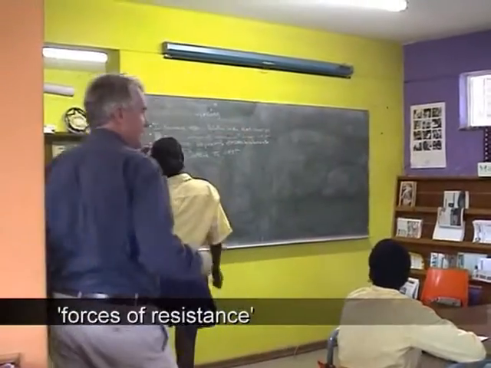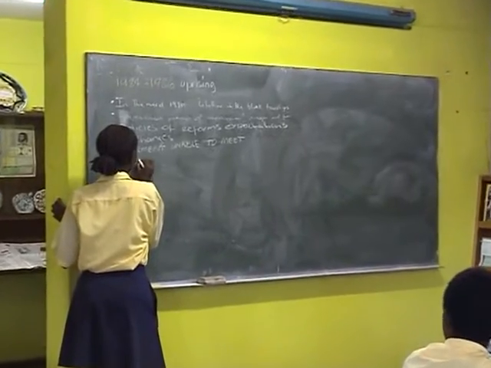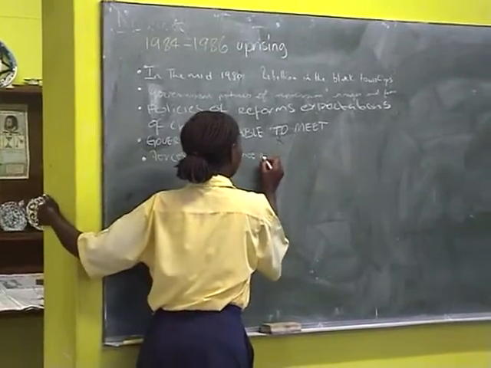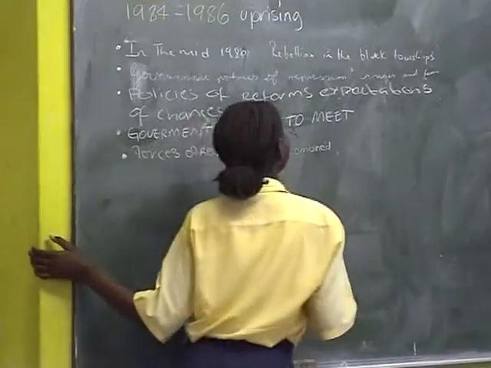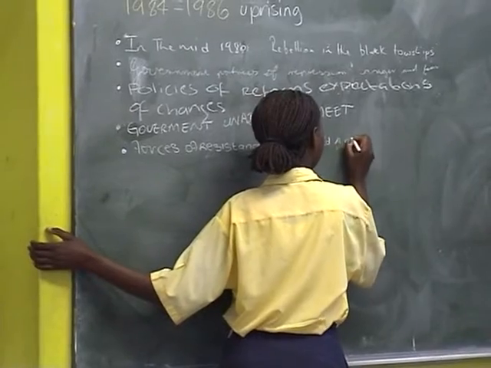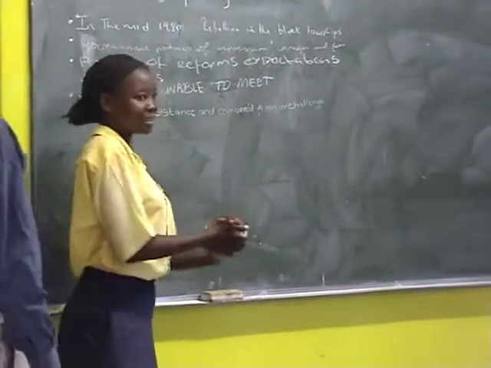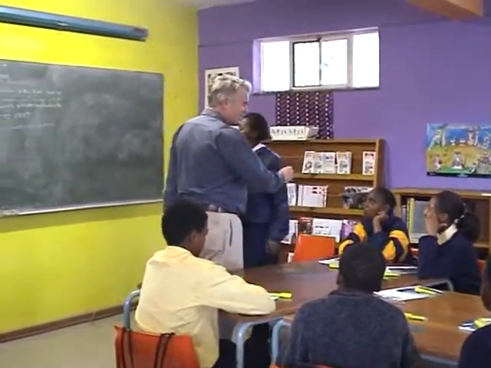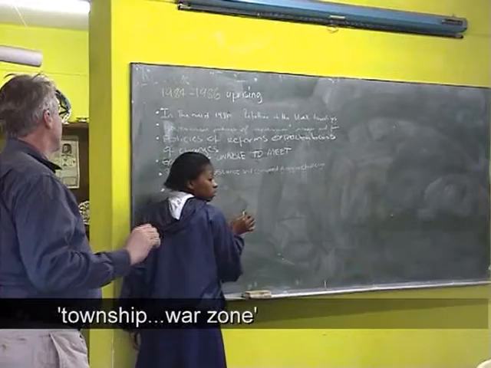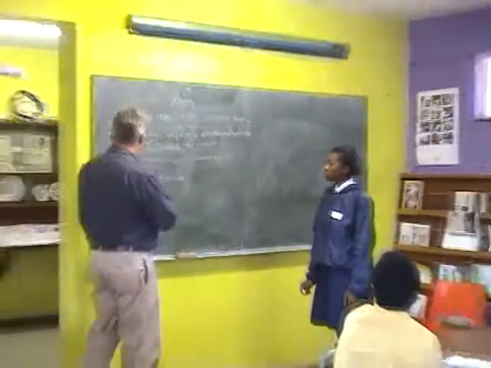Okay. Forces of resistance. Aha, the forces of resistance have started. Combine. A major challenge. That's it? Okay. Alright. Forces of resistance. Oh, cool. Well, we'll just look at note form. So just the words we followed. So the first one is township. War zone. So township is a war zone. That's the first thing. And then we'll make another dot point here.